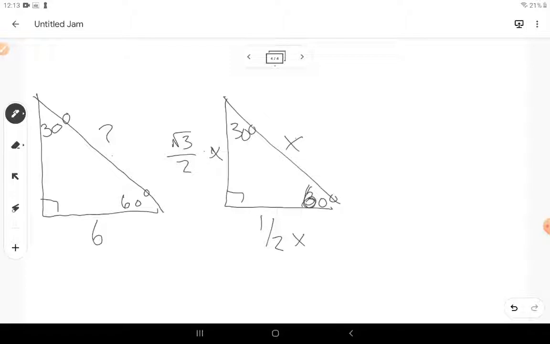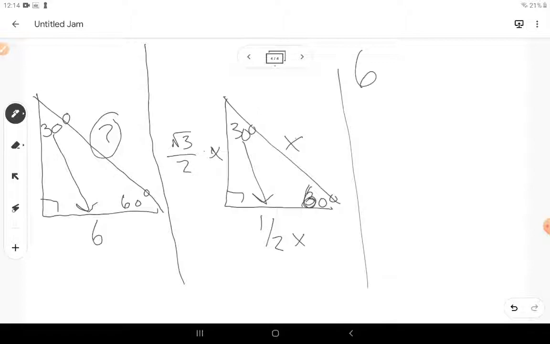So what can we see between these two triangles to help us solve for this missing side? Let's look at the side opposite the 30 degrees. We have 6 and we have 1/2 of x. We can say that those two are equal: 6 equals 1/2 of x. If we do a little algebra, multiply both sides by 2. The 1/2 and the 2 cancel out, and I'm left with x equal 12.